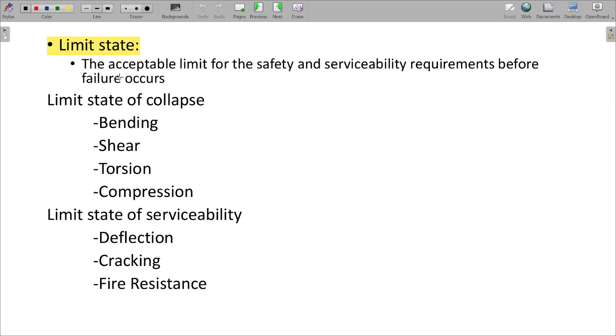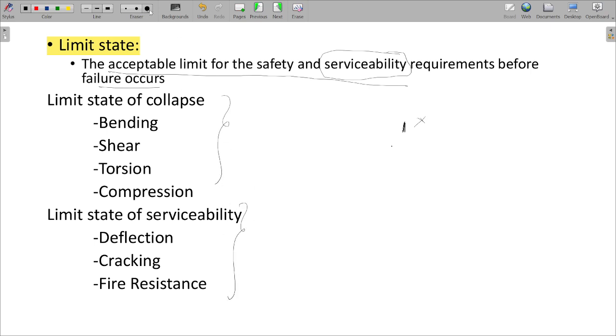And what is the limit state? As we mentioned earlier, it is the acceptable limit for safety and serviceability, we have to take the serviceability requirement also, before failure occurs. This is the point of failure. Just before that point of failure, the acceptable limit of both safety and serviceability is called the limit state. Then we have two limit states: one is limit state of collapse and the other is limit state of serviceability.